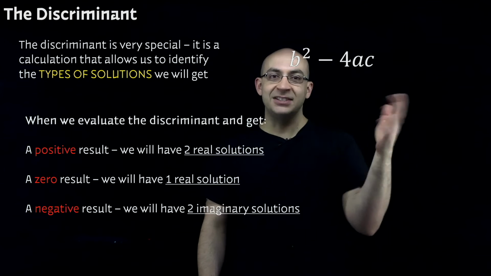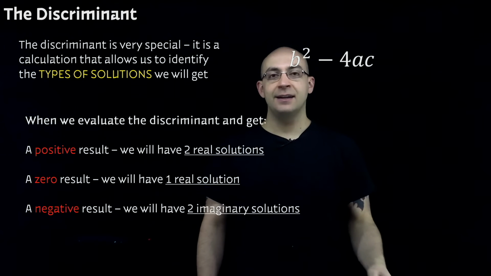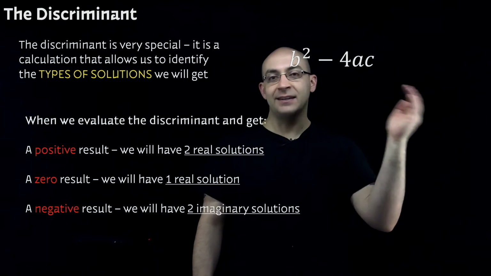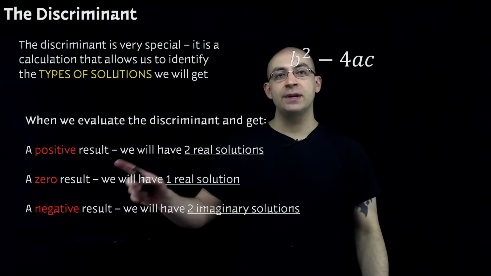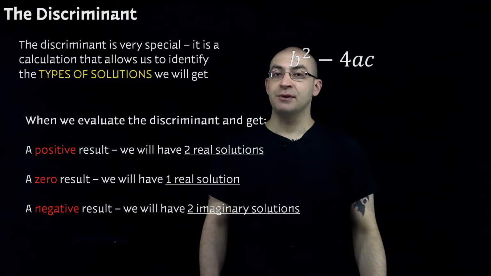Well, adding 0 to something and subtracting 0 from it gives the same value, right? So let's say we had 5 plus 0. Well, that's 5. 5 minus 0, that's 5 too. So when we get a 0 result from this discriminant, we're just going to get one solution, and it has to be real.